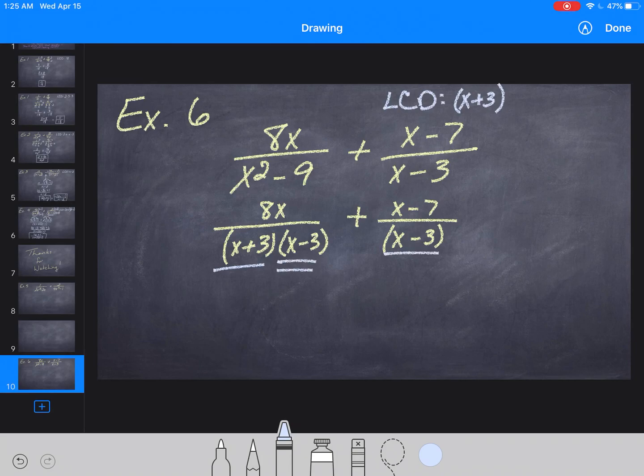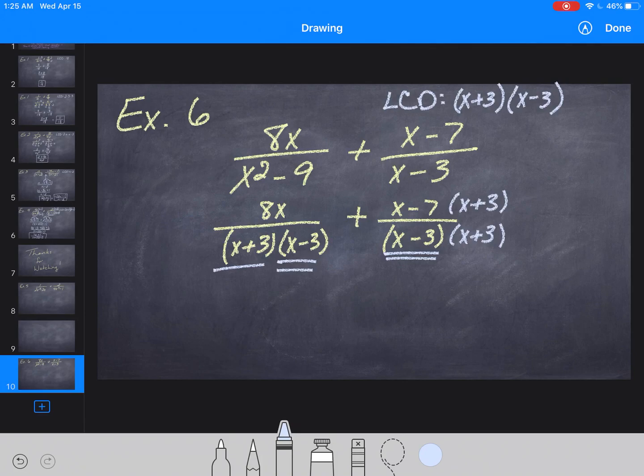My x minus 3 is contained in my first fraction and my second fraction. That is the same factor. So I'm going to make sure I write x minus 3 in my least common denominator. Now I'm going to look at my first fraction and notice that nothing is missing, so I do not have to multiply anything in. I'm going to look at my second fraction and notice that I am missing my x plus 3. So I'm going to have to multiply in an x plus 3 in my numerator, and an x plus 3 in my denominator.